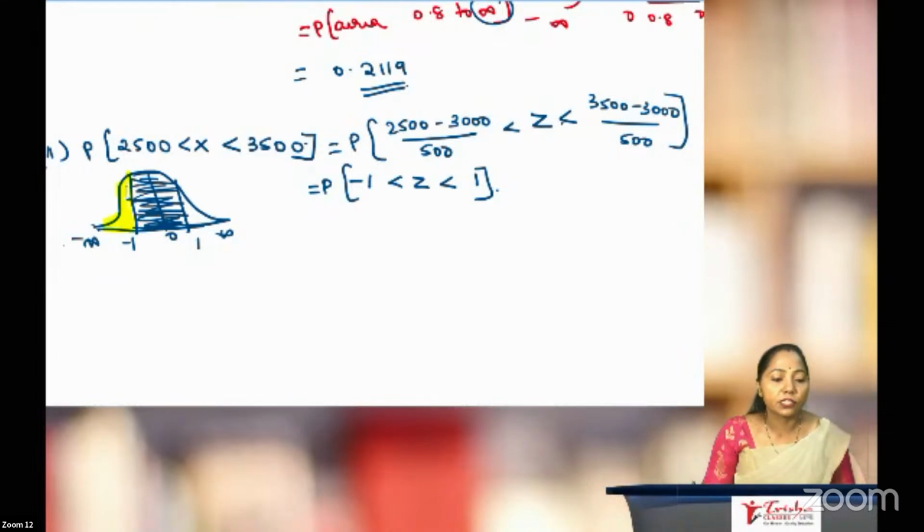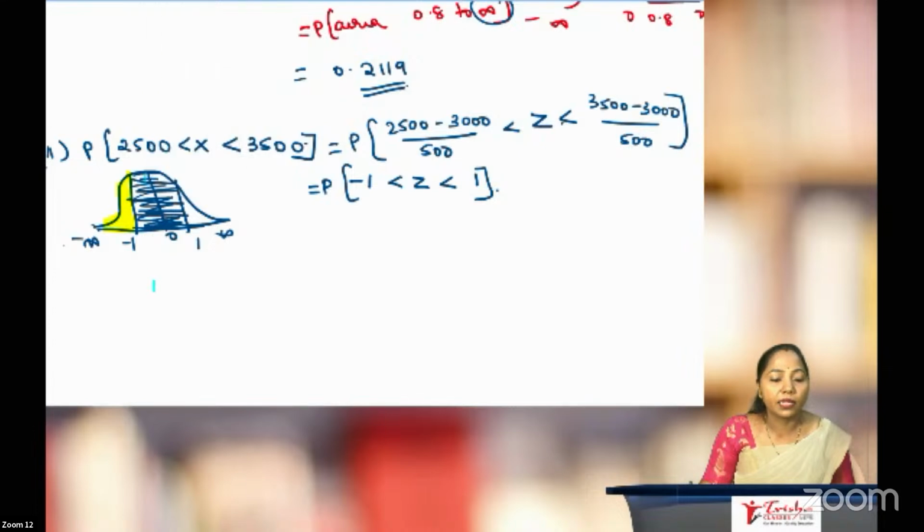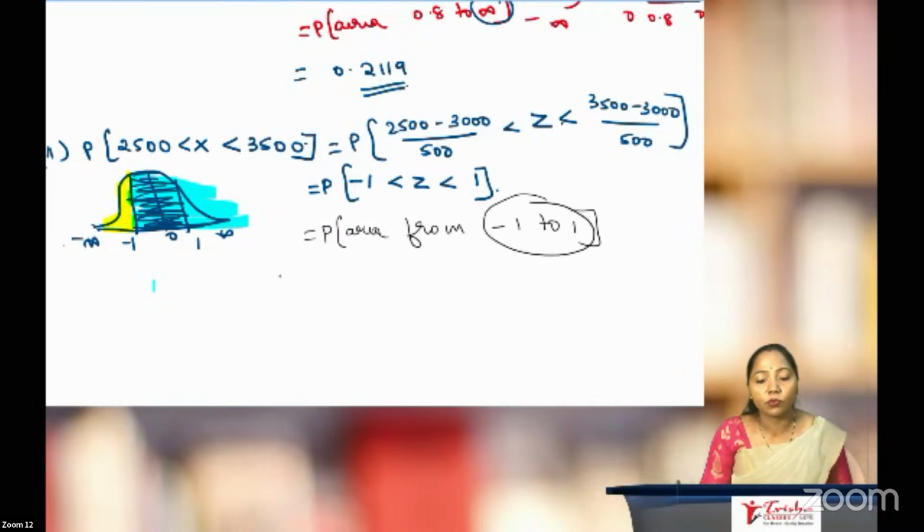it is not considered. We assume that it is not there. So what is remaining? This portion is remaining. Okay, this portion. And that portion is the probability area from minus 1 to plus 1. Our area of interest is this, minus 1 to plus 1.